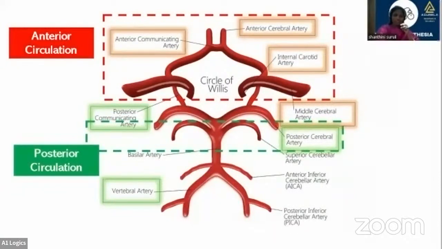So, the circle of Willis forms a vascular loop of connection between the anterior circulation and the posterior circulation and the right and left cerebral hemispheres, and it forms the collateral blood supply. But in only 40% of the normal population is this circle of Willis complete.